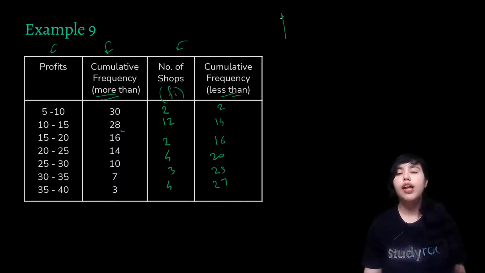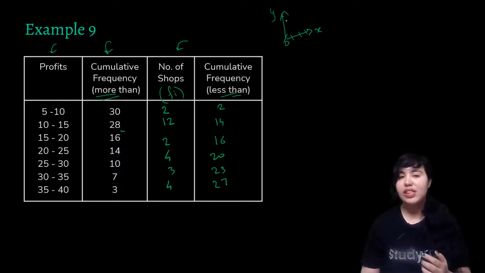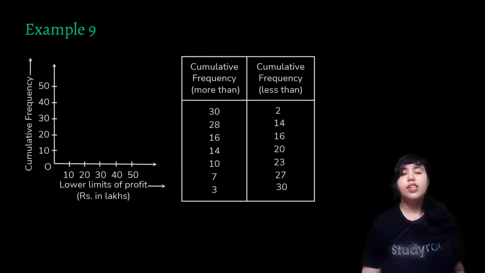So how would you do that? You will have your x-axis, you will have your y-axis, and here you have your origin. What you will do is write here 5, 10, 15. Basically, if you're plotting a less than ogive, you'll have the upper limits over here. If you're having the more than type, then you will have the lower limits of those classes here. And the y-axis will always have the cumulative frequencies only. So this is the cumulative frequency of more than and this is less than.